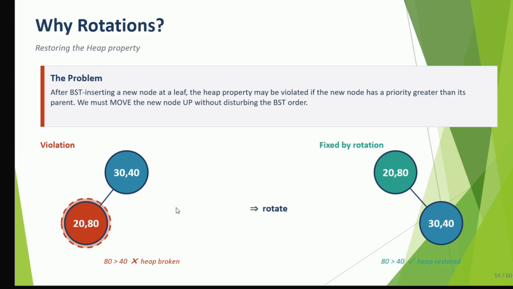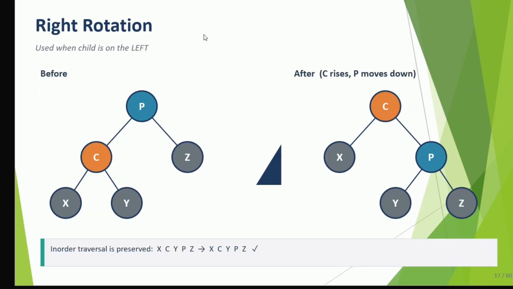So we need to do a rotation so that the newly inserted node 20 will move up and the node 30 will move down, so that the highest priority node will be the parent and its child would be the lower priority value node. Now there are two types of rotations we use to balance out our tree.